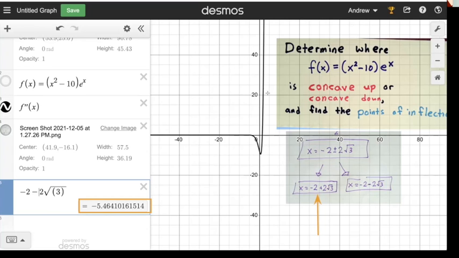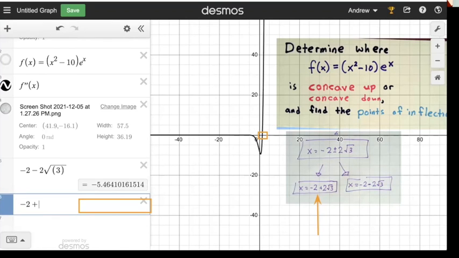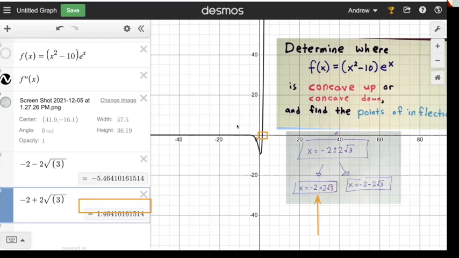And then if I look at the other place where I saw f double prime of x equaling 0, that happened at x equals 1.464. And if I put in -2 plus 2 square root of 3, I see that also right here, this 1.464. So I can algebraically determine the exact location of the inflection points.